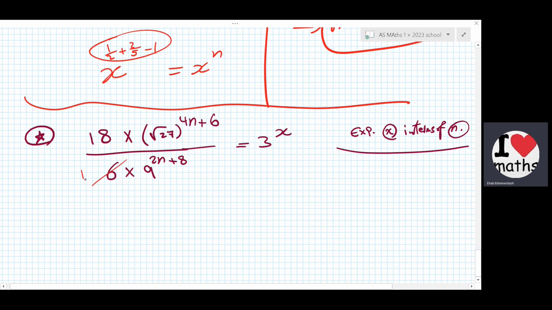Here 6 divided by... this one has 6 and that one has 3. So I can get rid of the 18 and 6. Okay, so that's it in passing. What else? There is still a problem, or in fact I have two problems.